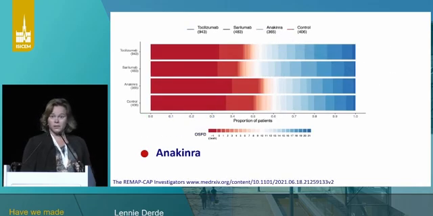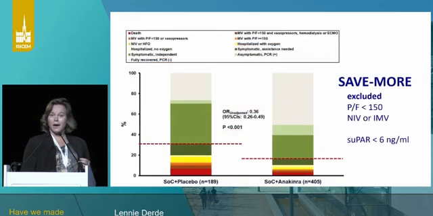The updated data of REMAP-CAP, including data on anakinra, are now available as a preprint. And Tony mentioned this very briefly, but in this trial, anakinra was not beneficial for ICU patients. So then the question is, how do we merge that with the results of the SAVE-MORE trial that were also presented here that showed a benefit?